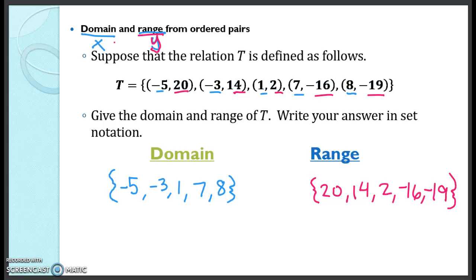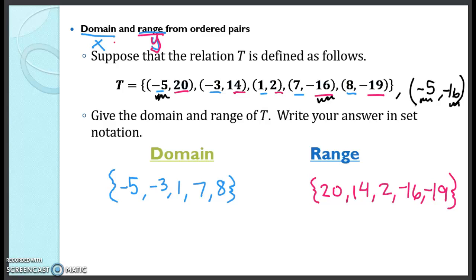Now let's say, just for fun, that we had another point here. Let's say we have -5, -16 added on, so it would look like this. Added on to our set. Well, -5 is repeated in the x direction, so we wouldn't include that there. And -16 is repeated from here in the y's.